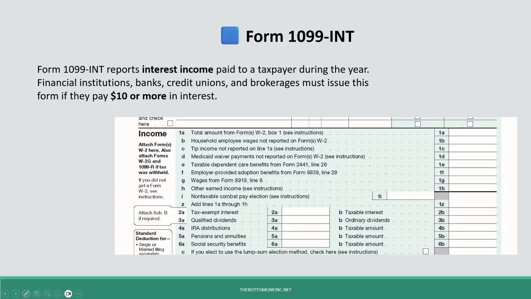So when we look here on our return, this is the 1040, line 2A. We were just talking about line 1A for our wages. But now we're going to talk about line 2A, and that is tax exempt interest. 2B is our taxable interest. So we can have tax exempt and taxable. We're going to go through what the difference of these interests are.